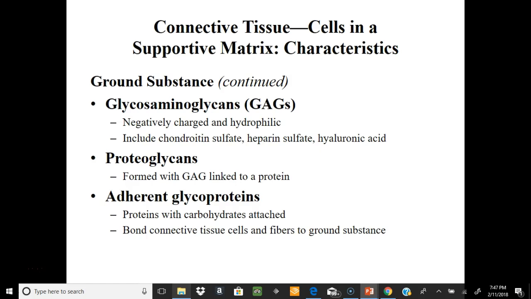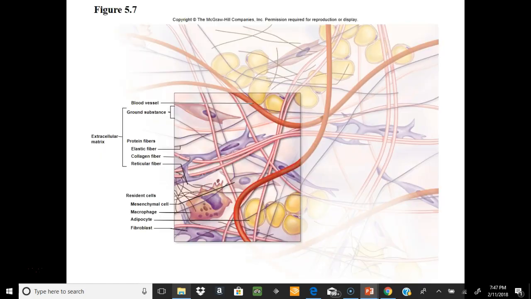The ground substance is composed of glycosaminoglycans or proteoglycans and glycoproteins. These help to bind the cells and the proteins together and form the connective tissue. So here's a nice picture showing the extracellular matrix with all the different cell types you might have.